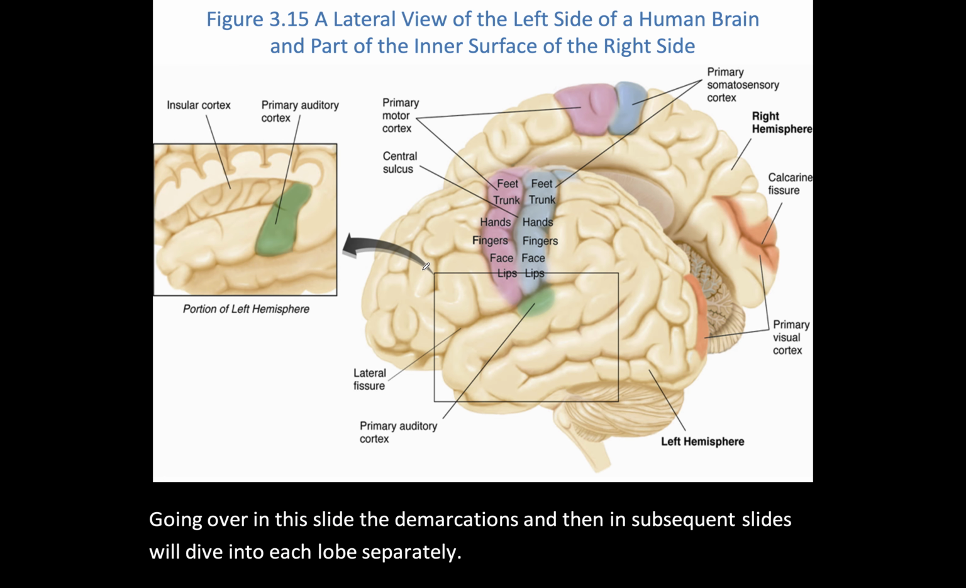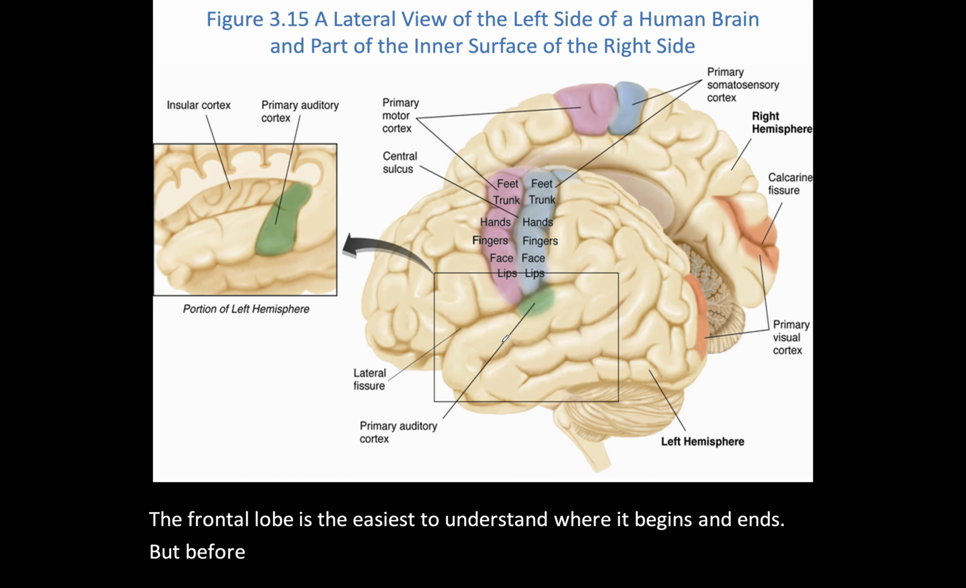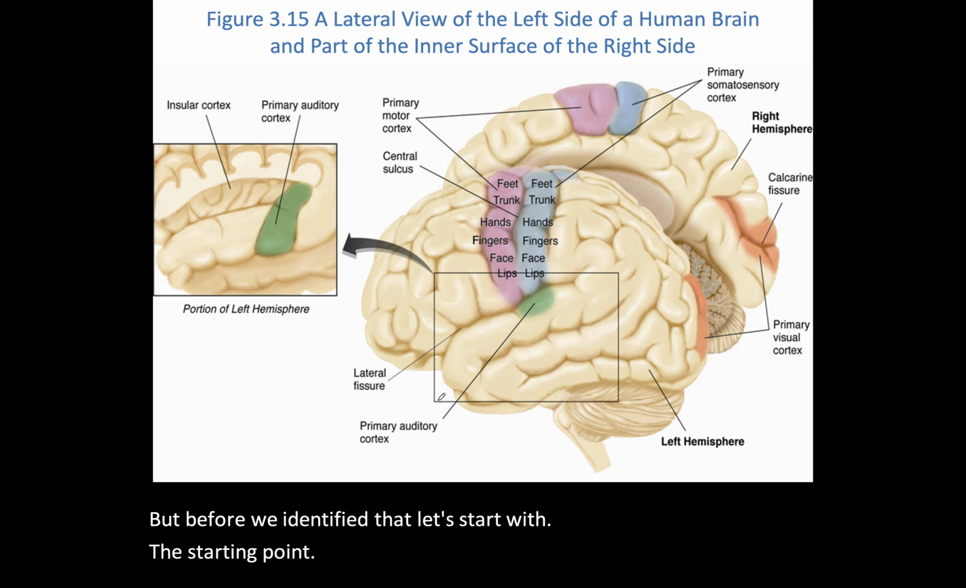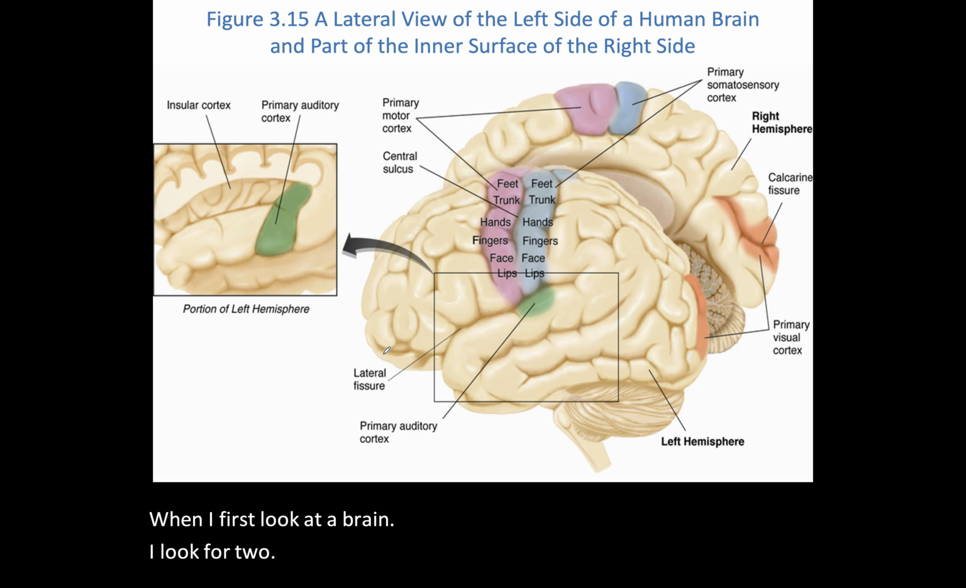The frontal lobe is the easiest to understand where it begins and ends. But before we identify that, let's start with the starting point. When I first look at a brain, I look for two landmarks. One is the lateral fissure, and the other is the central sulcus.